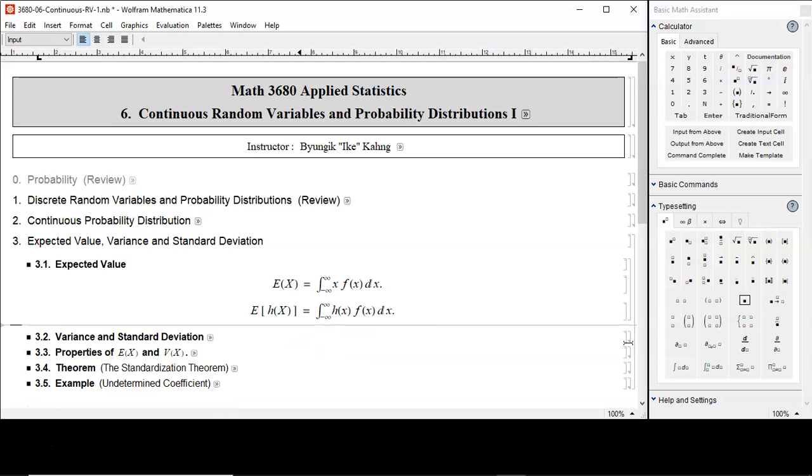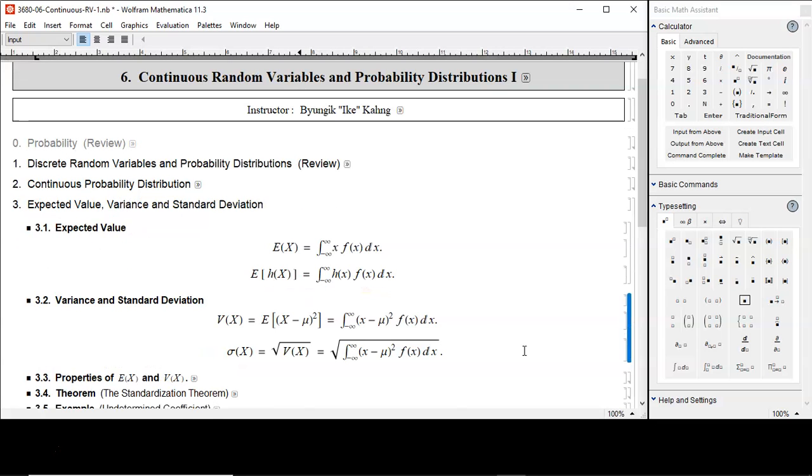And the same thing is going on for these. Variance and standard deviation, again the same deal. X minus mu squared, but this part, f of x dx, stays the same. Standard deviation is nothing more than taking the square root of the variance, so it's not really that much of an issue.